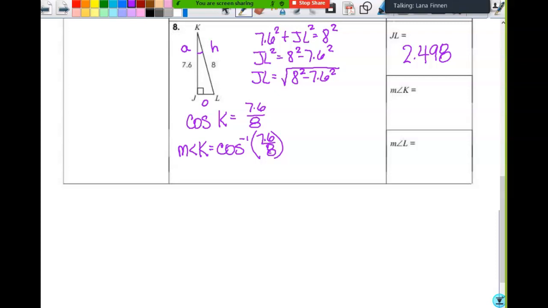So for angle K, we got 18.195 degrees. But again, to find angle L, I could have used opposite and hypotenuse. I could do the sine inverse. You'll get the same answer either way, and that is 71.805 degrees. Okay. Any questions at all?